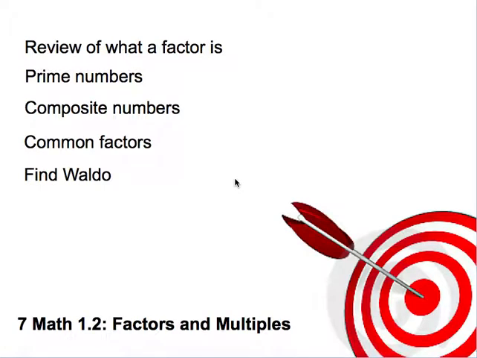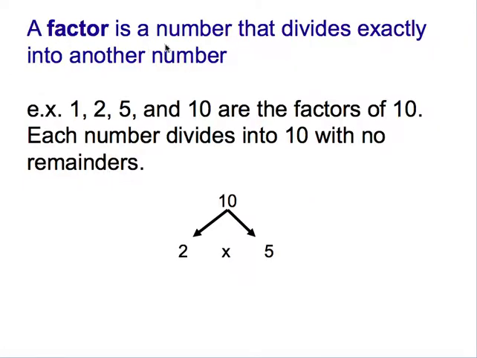Grade 7, this is a review of section 1.2 when we're taking a look at factors and multiples. A couple key terms we'll be looking at are prime numbers, composite numbers, and common factors. Just to review, a factor is a number that divides exactly into another number. For example, 1, 2, 5, and 10 are all factors of the number 10.